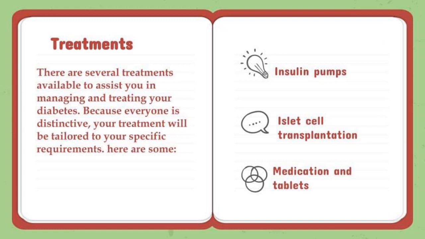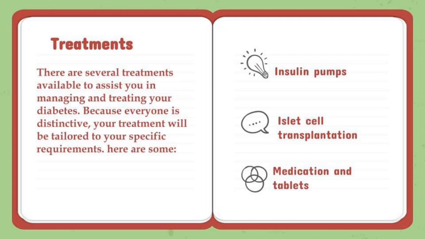There are several treatments available to assist you in managing and treating your diabetes. Because everyone is distinctive, your treatment will be tailored to your specific requirements. Here are some. Insulin pumps. Everyone with type 1 diabetes and many people with type 2 need to take insulin to manage their blood sugar levels. For now, there are 2 options: injecting it with a needle or a pen, or using an insulin pump.